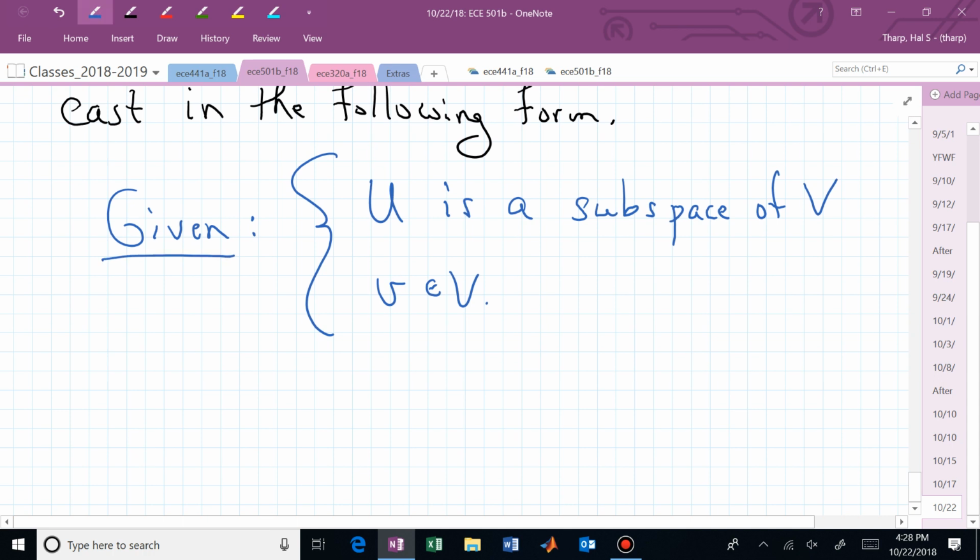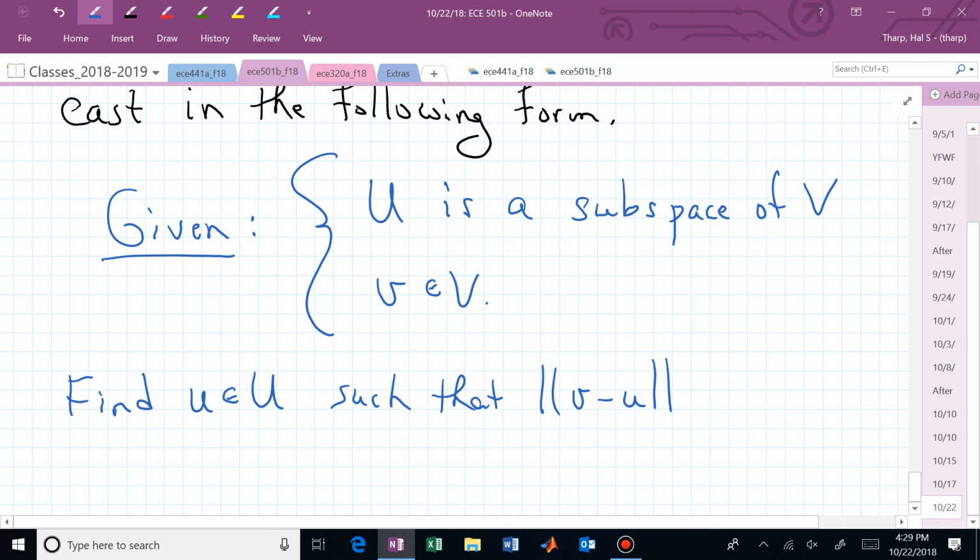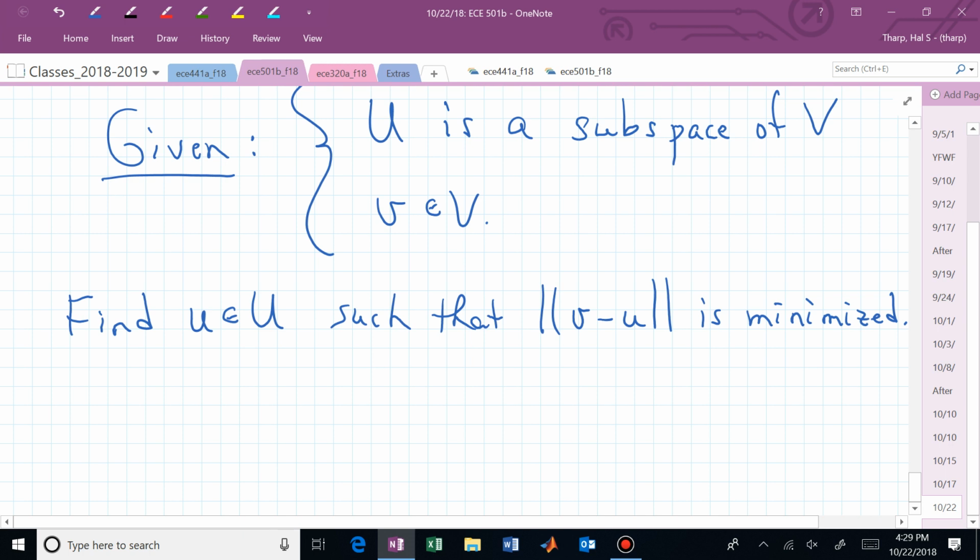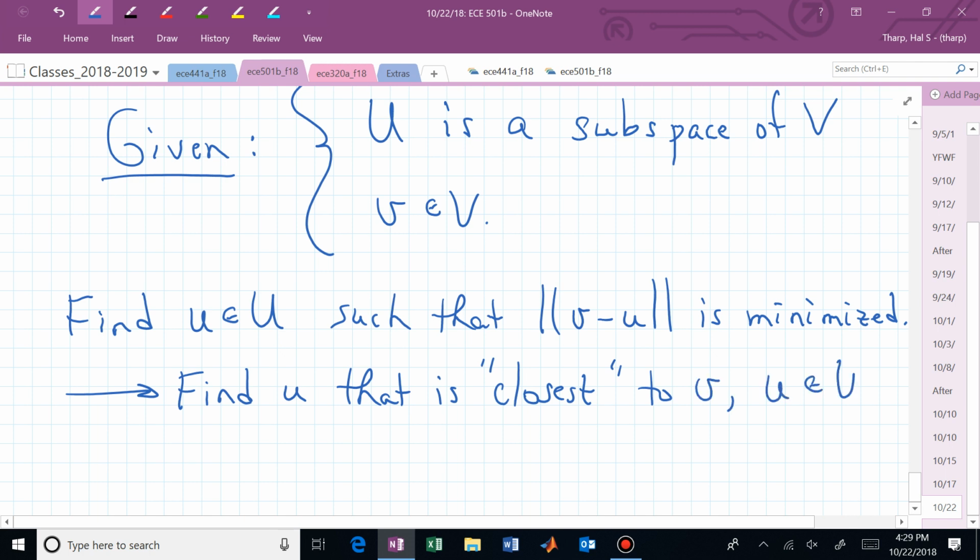Now the minimization problem is actually to find a vector U in the subspace big U such that the length of the vector V minus U, or the difference between V and U in a norm, is minimized. Or we want to find U that is closest to V, where U is in our subspace capital U.